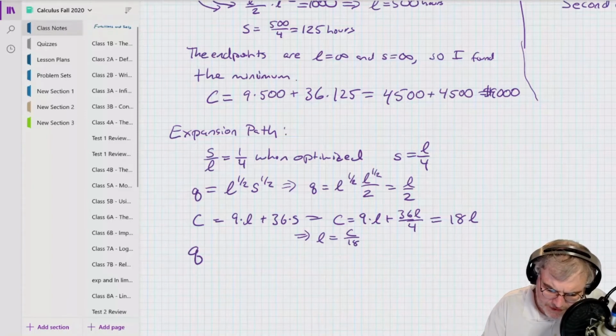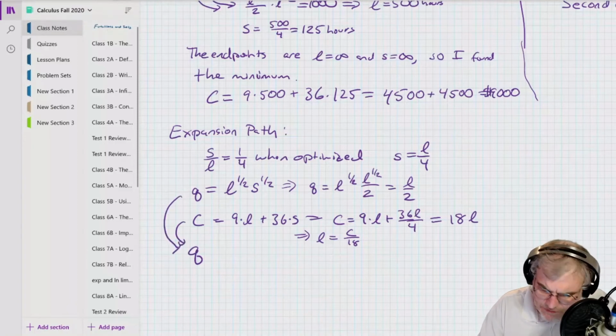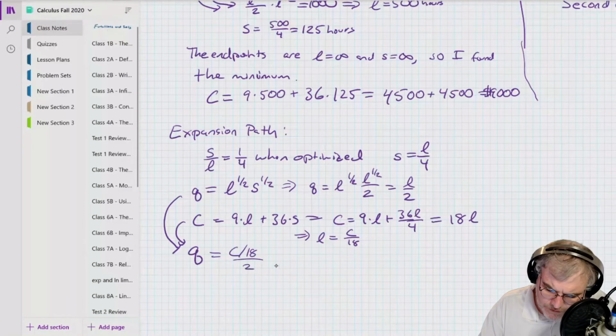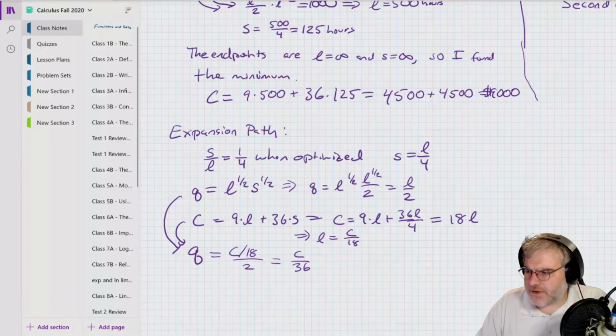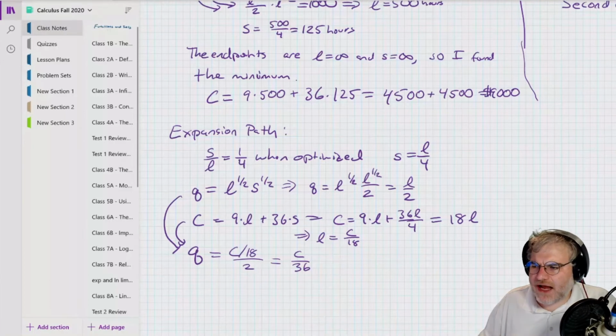That does not look like a good arrow. That looks like a much better arrow. So I'm going to take these two equations and I'm going to combine them. And what do I get here? And this is kind of cool. Q equals C over 18 over 2, otherwise known as C over 36. So how do we feel about that, 1 to 5?